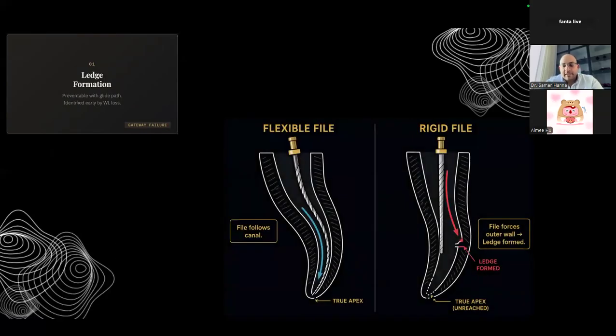In order to explain it easier, we can see that the flexible file on the left hand side follows the curvature of the canal smoothly, while the rigid file, when it was going in, just hit the wall and started to dig within the dentine and form the ledge. And this is where we say that the file forced the outer wall of the canal and caused ledge formation, and that the canal had to follow the file, not the file follow the canal.